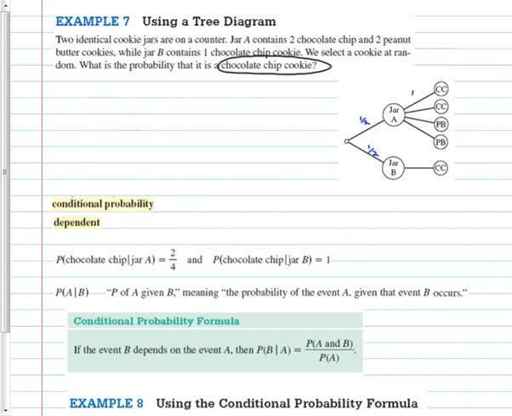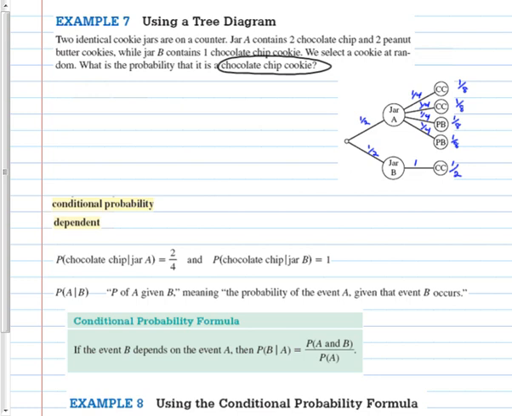And then we know every single one of these, if we're in this jar A, we have 1/4 chance to draw any of those. And 1/2 times 1/4 is 1/8. So every one of these cookies, we have a 1/8 chance of drawing those cookies. If we're in jar B, 100% chance of doing that one, so we have a 1/2 chance of doing that.